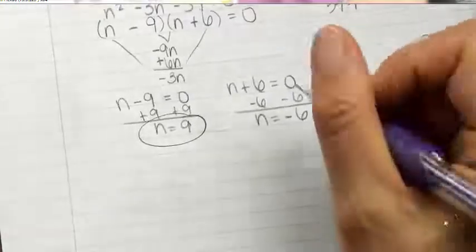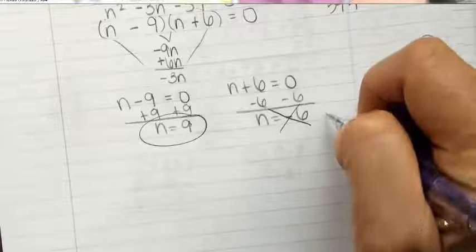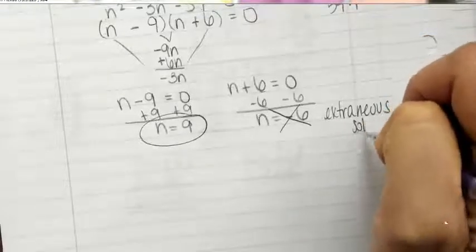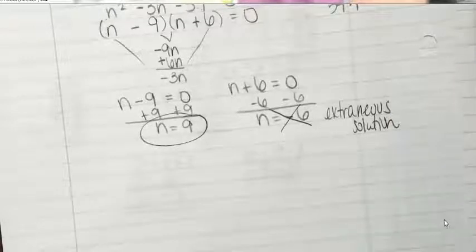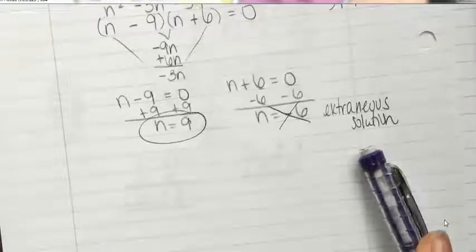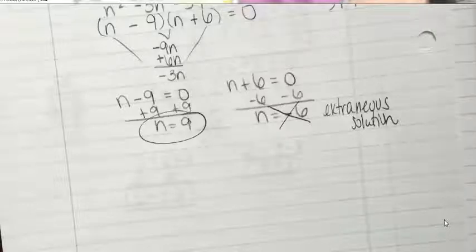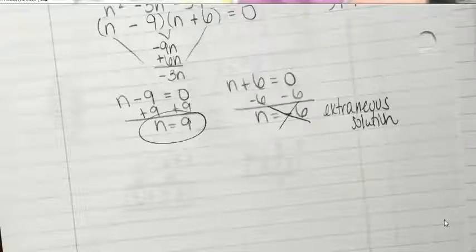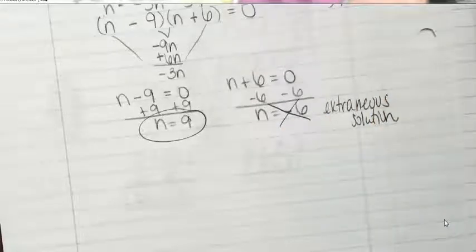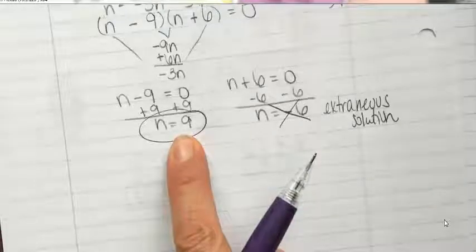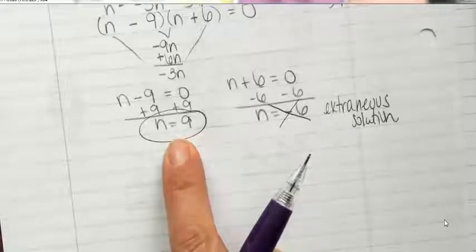So this answer is thrown out. We call this extraneous. This is an extraneous solution. We got it as a solution, but it doesn't make any sense, so we're going to throw it away. We'll talk way more about that next year, okay? Just know that right now, if we're applying this to triangles, you could potentially come up with a junk answer, an extraneous answer. Okay, so only one solution here made sense, and that was n equals 9. That's the only answer you're going to circle.